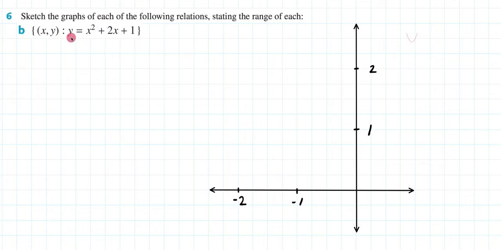Alright, so we're doing exercise 5b, and in this video I'm going to give you the answer to 6b. So let's begin by reading the question. Sketch the graphs of each of the following relations stating the range of each. So in b we are given y equals x squared plus 2x plus 1.